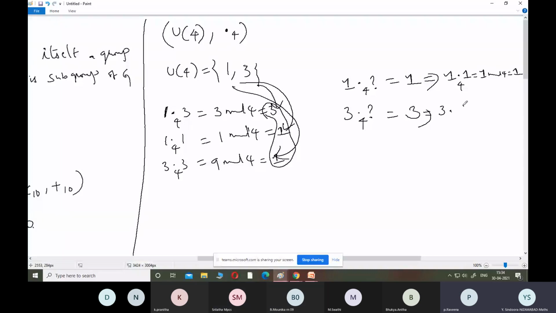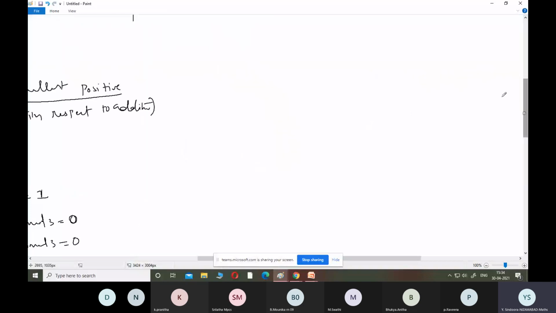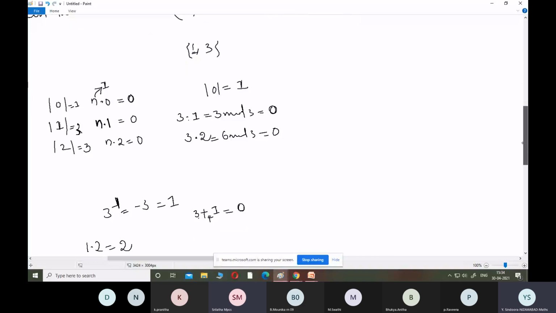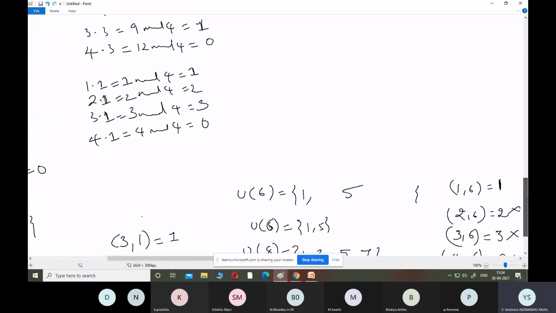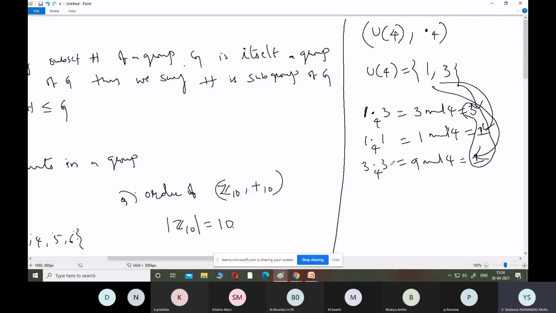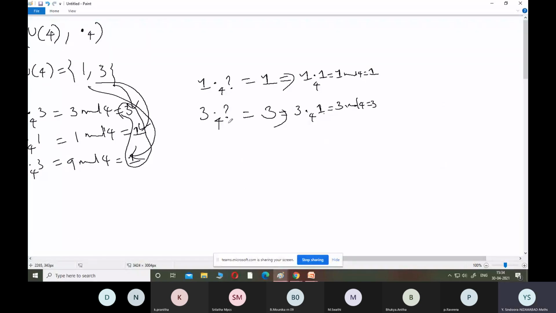In the same way, 3 into 1 modulo 4: 3 into 1 is 3, and modulo 4 it is equal to 3 for us. So 3 into 1, I'm getting 3, and 1 into 1 I'm getting 1 itself. So can I say the identity is 1 here? Yes, ma'am. Right.